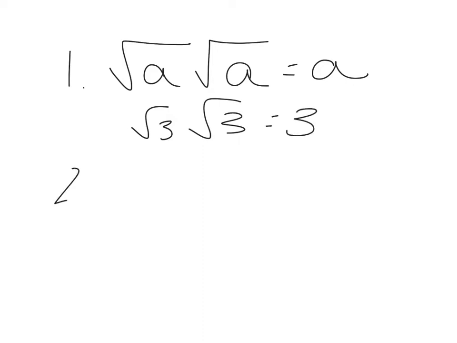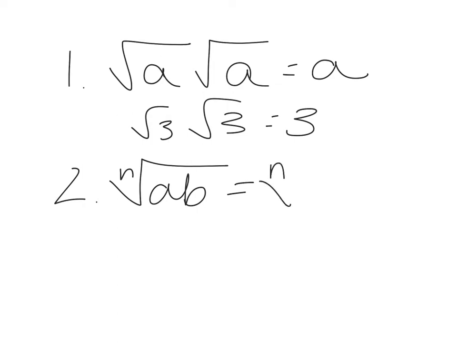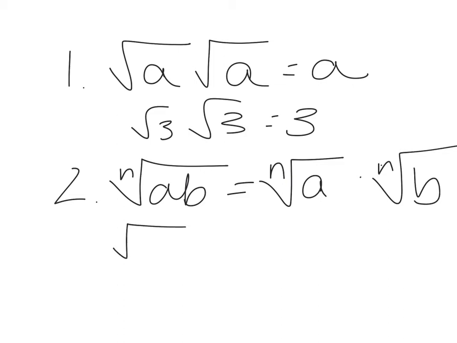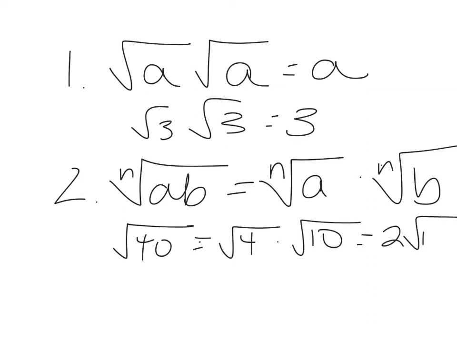Number 2, if we're taking the nth root of AB, that's the same as the nth root of A times the nth root of B. So if we were taking the square root of 40, we know that's the same thing as the square root of 4 times the square root of 10, or 2 root 10.